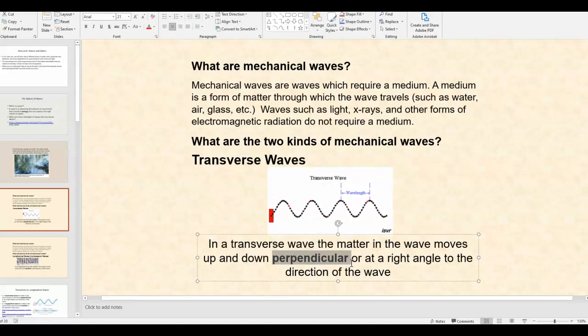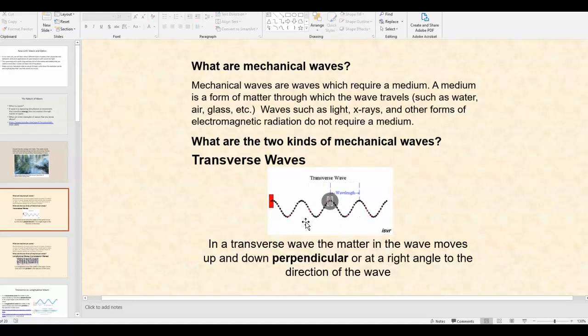Perpendicular means at a right angle, at a 90-degree angle to the direction of the wave. For example, if I ask you which way this wave is moving, most people would say the wave is moving from left to right. But if you look at the individual dots making up the wave, like this red dot right here, this red dot is moving up and down. So the wave is moving to the right, but the particles making up the wave are moving up and down at a 90-degree angle to the wave itself.